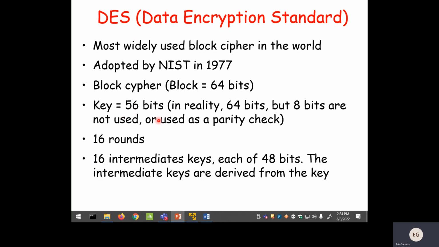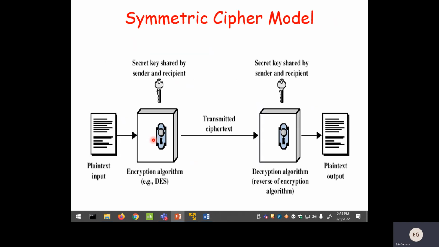Effectively, it's 56 bits. We will see that the algorithm uses 16 rounds. So we'll do the same step 16 times before we get the ciphertext. And from the key, which will be 64 bits or 56 bits, we will generate subkeys, intermediate subkeys, and we will generate 16 subkeys. And we will use one of the subkeys for each iteration, because there are 16 iterations. We will generate a subkey for each iteration.